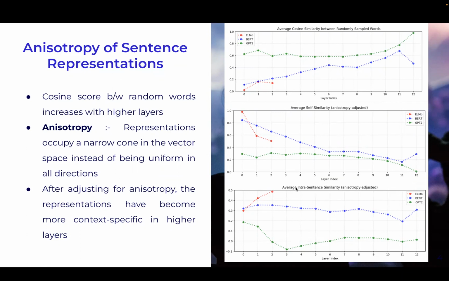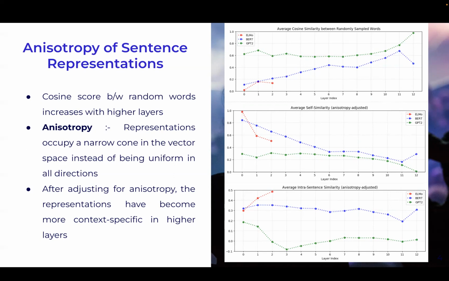And the last plot is average intra-sentence similarity. I'll just tell the definition of intra-sentence similarity. Suppose you have a sentence with around 5 words. Intra-sentence similarity is the cosine similarity between the average of the word embeddings of the particular sentence and the word representations of each and every word in that sentence.